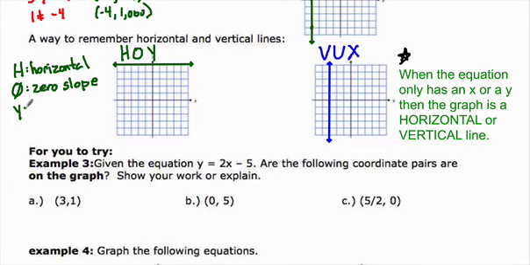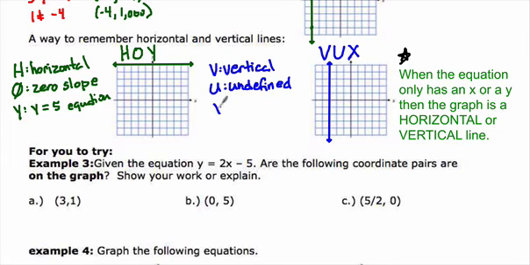And then y for y equals whatever. So in this case, it's y equals 5 equation. Okay, so remember Hoy-Vux, horizontal, y equals horizontal. And then Vux, of course, would stand for vertical. The slope is undefined, which we will get into a little more later, but it's an undefined slope. And the x is for the equation x equals, and it could be whatever. For this one, we have -4. So x equals -4 equation.